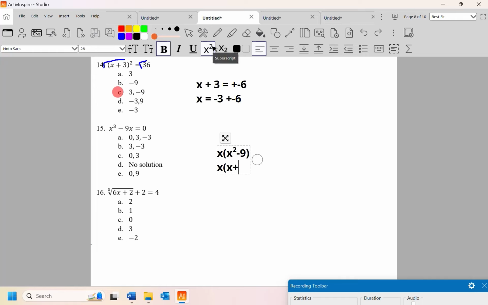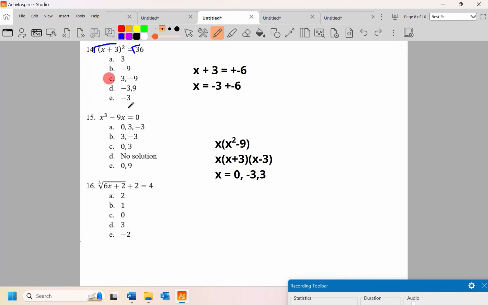Then we factor again using a difference of 2 square patterns. I get x is 0, -3, or +3, which would be choice A.